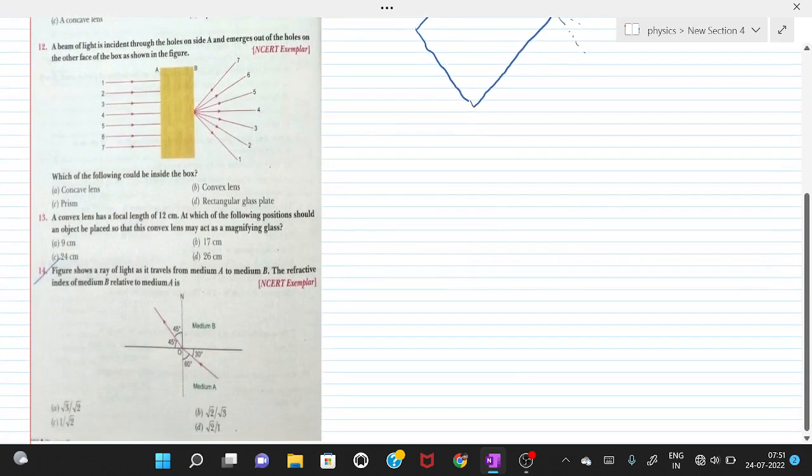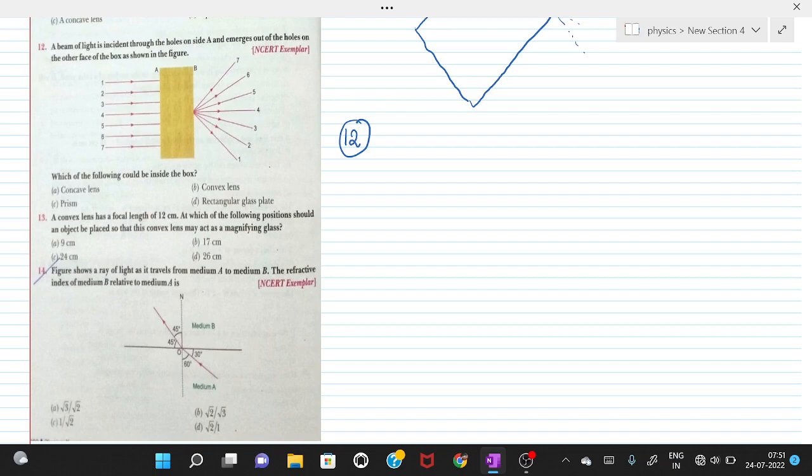Question number 12 is a very good, beautiful question, my dear. So let's see question number 12. A beam of light is incident through the holes of side A and emerges out of the holes on the other face of the box as shown in the figure. Okay, good. Which of the following could be inside the box?